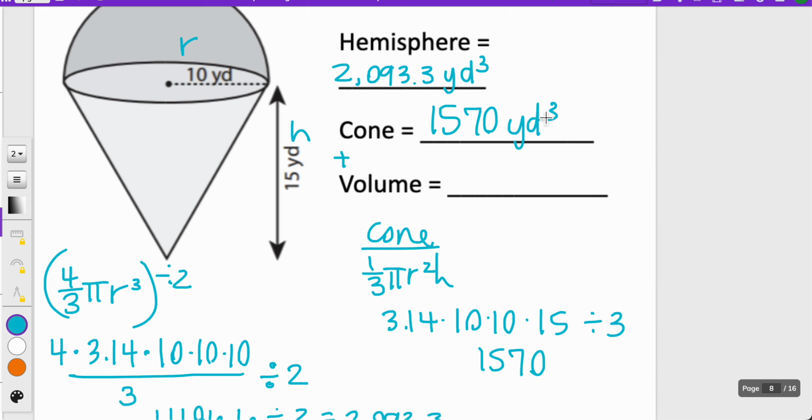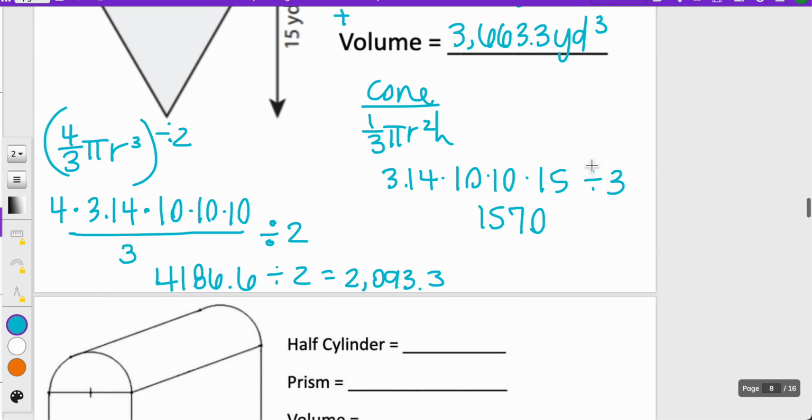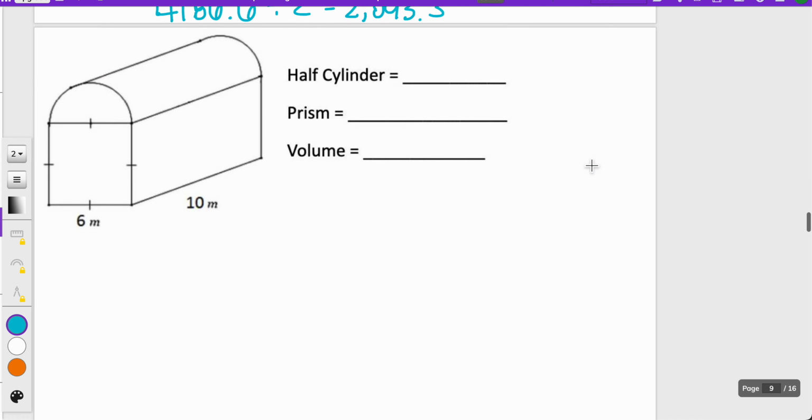cubic yards. So because these are both taking up space, I'm going to add them together. So 1,570 plus that 2,093.3, and I'm getting 3,663.3 cubic yards.